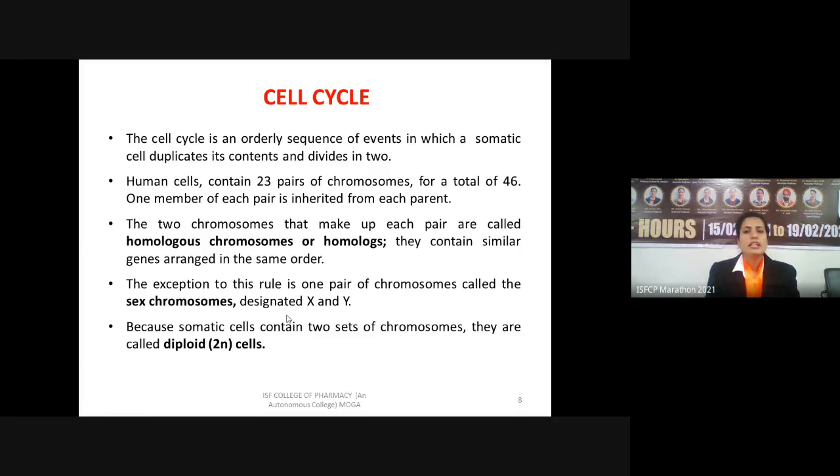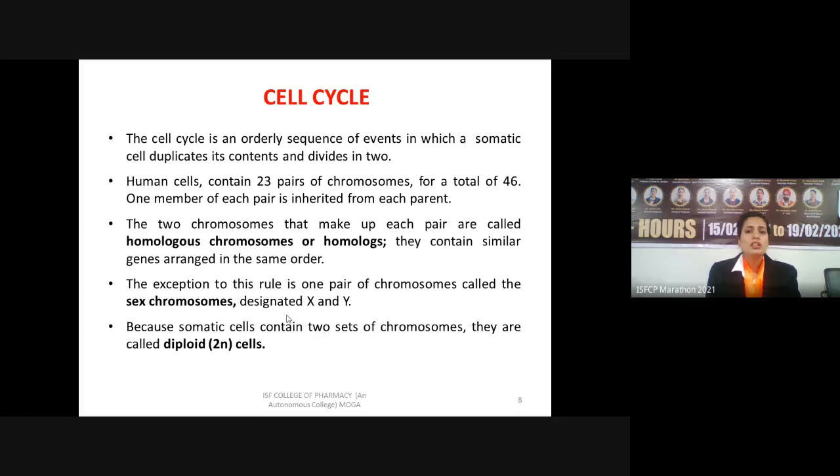Next we have the cell cycle. So what is the cell cycle? The cell cycle is the order of sequences in which the somatic cell replicates its contents and divides into two. Or we can say that a single parent cell forms two daughter cells which are similar to one another and similar to the parent cell.